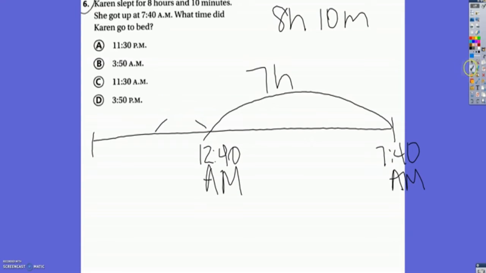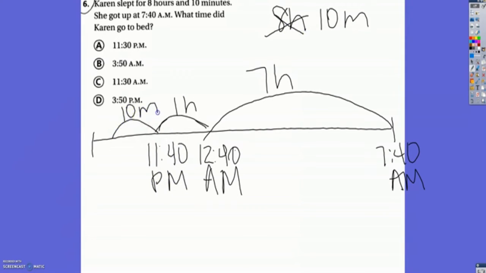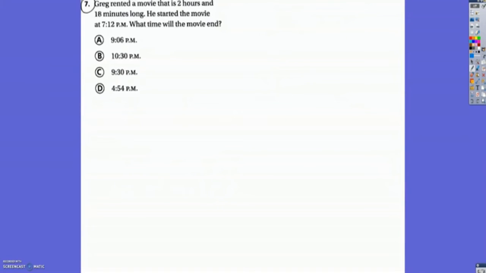So if I jump back 1 hour, that puts me at 11:40. And now because we've crossed the 12 o'clock line, we're at PM. So I'm done with my 8 hours. Now I need to jump back 10 minutes. That puts me at 11:30 p.m. So Karen went to bed at 11:30 p.m. That's way too late in my opinion. So hopefully it was a weekend, because I know I can't make it that late.